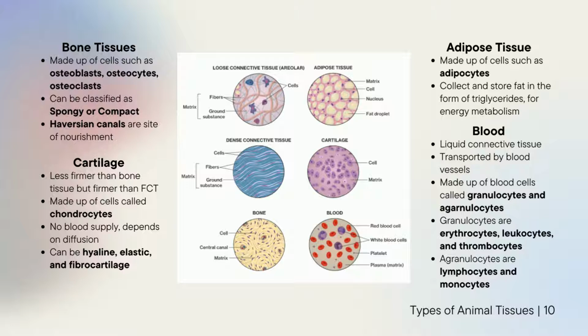And when we are wounded, it also forms our scabs. So agranulocytes are lymphocytes and monocytes. So lymphocytes are immune cells, which are T and B lymphocytes. So their function is to also defend our body against foreign material and pathogens.